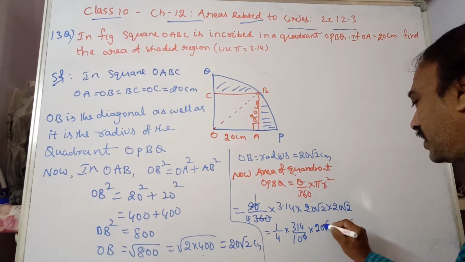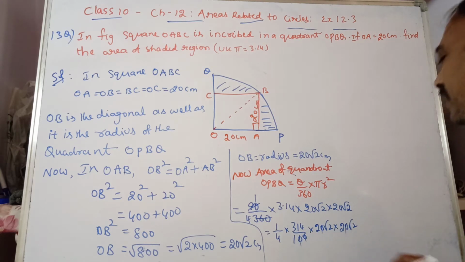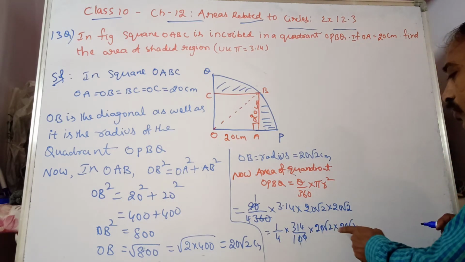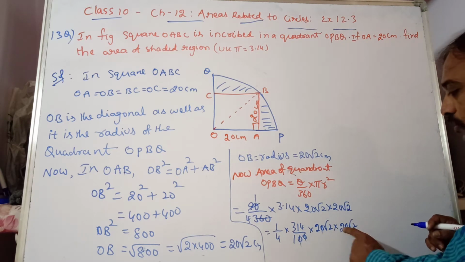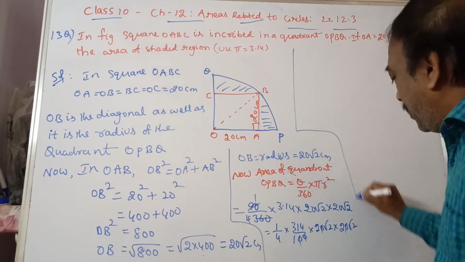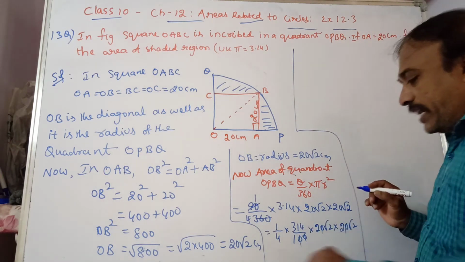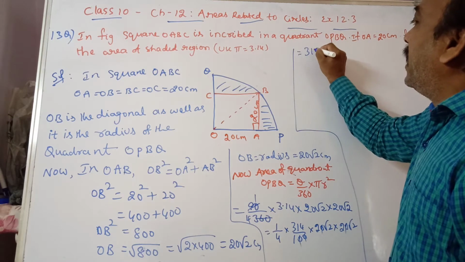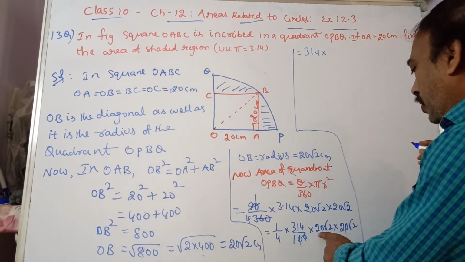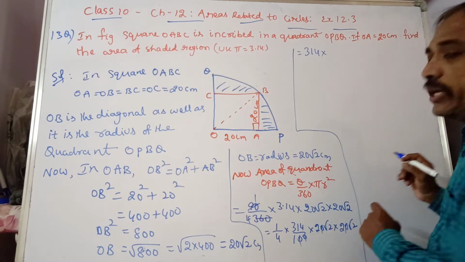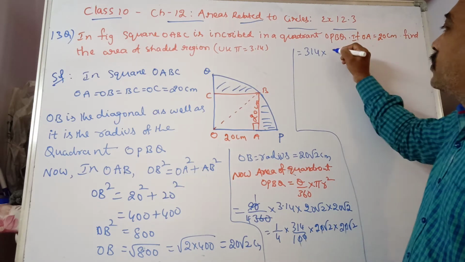So here the 1 0s, 1 0s cancel. What we have is 314 into 2 root 2 into 2 root 2. Root 2 into root 2 is 2. 2 2s are 4, 4 2s are 8, which is equal to 314 into 8, which is nothing but 2 2s are 4, root 2 into root 2 is 2, 4 2s are 8.